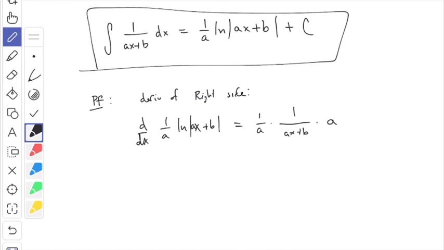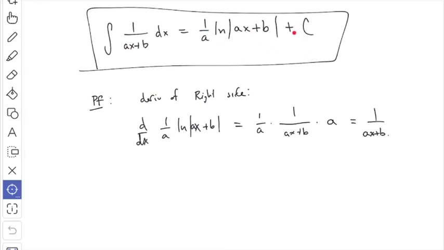And that 1 over a in the front will cancel the a at the end, and what you end up with is just 1 over ax plus b, which is what I wanted, right? I took the derivative of the thing on the right, and I got the thing on the left as the answer, which means the antiderivative of the left side equals the right side, okay? So, I hope you are now convinced that this formula is true. Like I said, we're going to use this all the time when we do the integration by partial fractions trick.